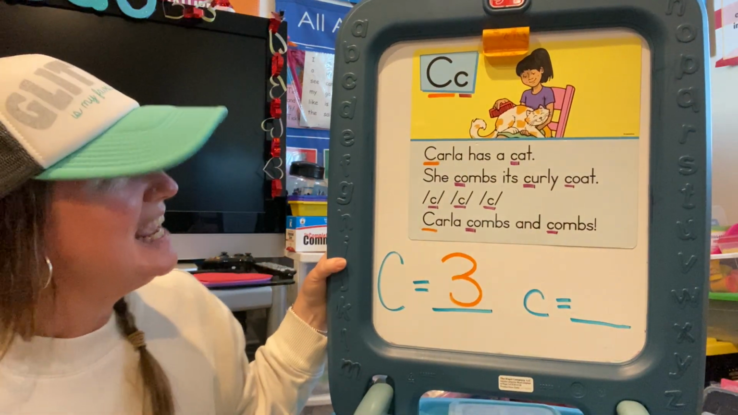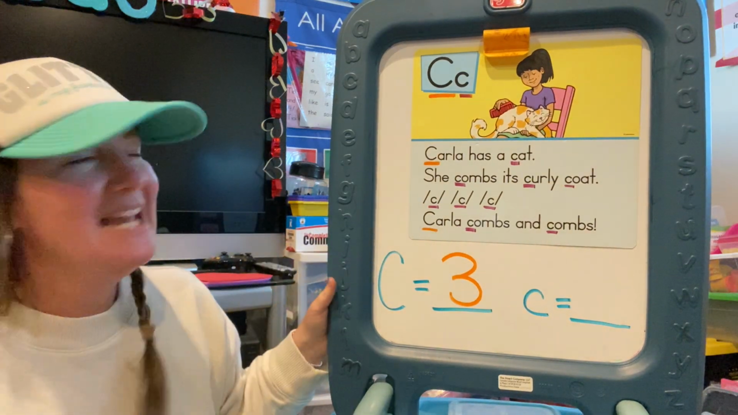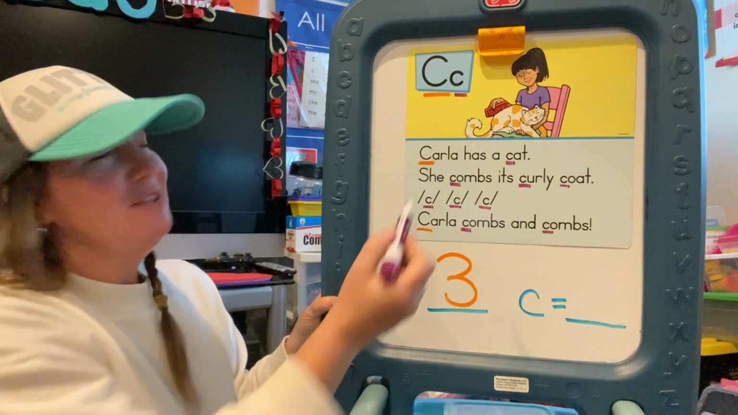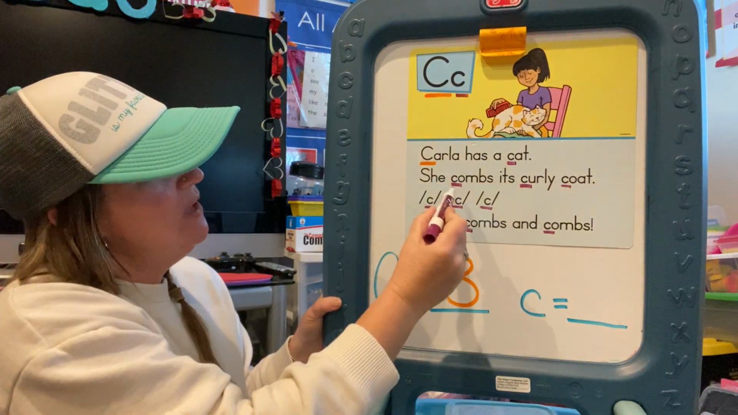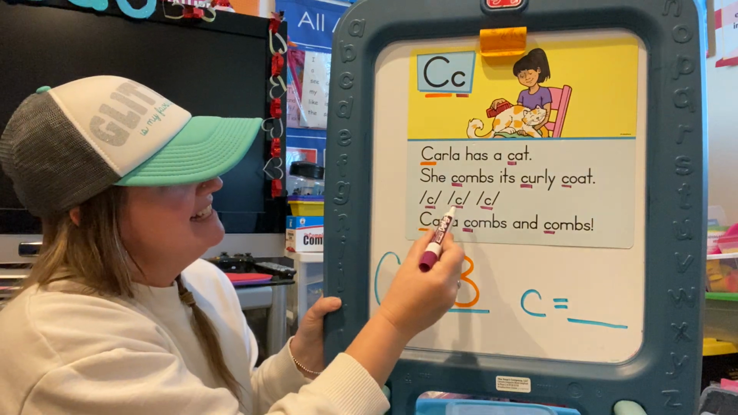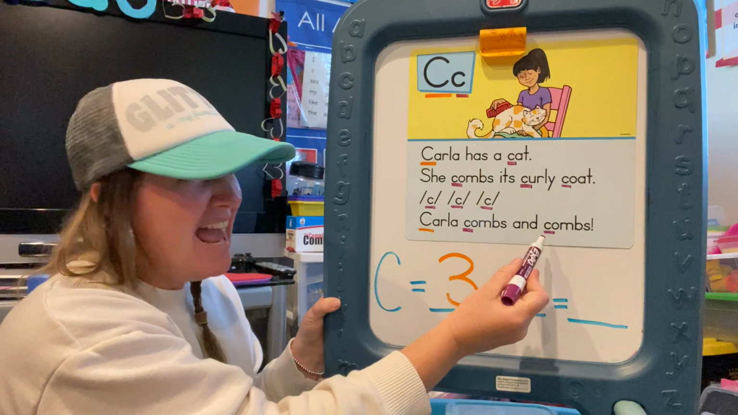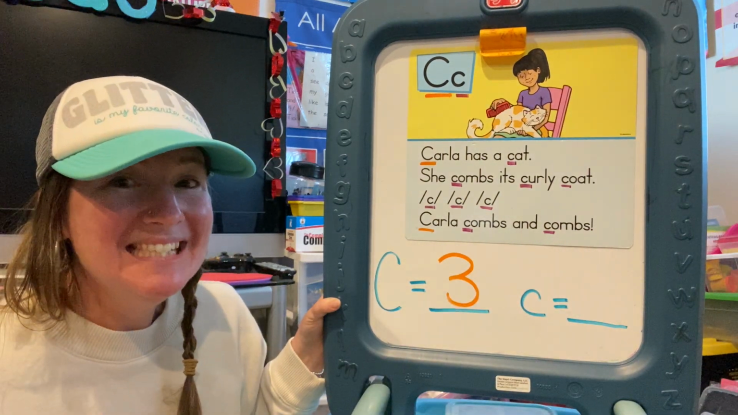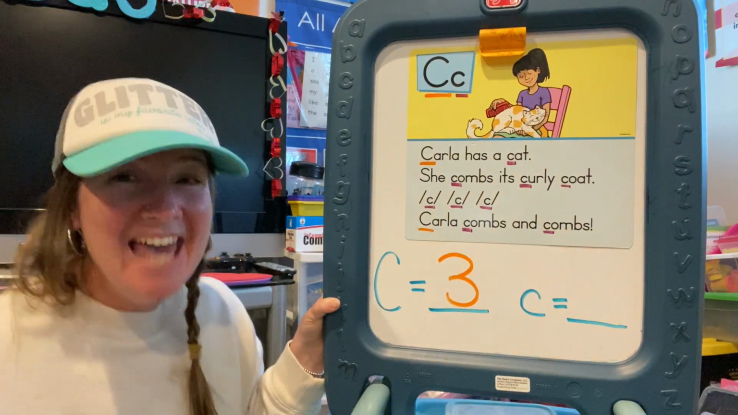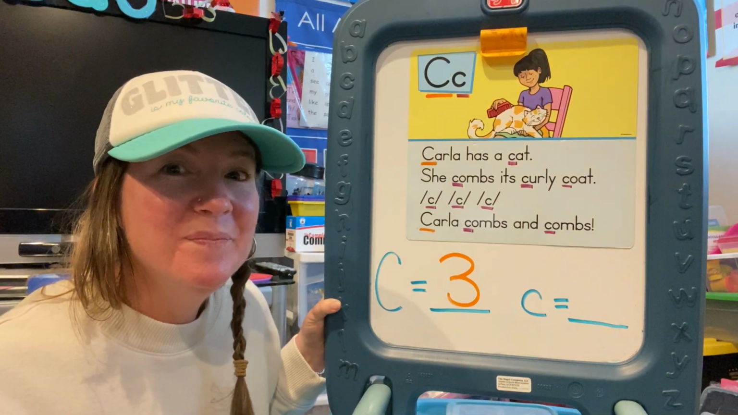So let's see how many purple lines we have. How many lowercase C's, right? Count with me. 1, 2, 3, 4, 5, 6, 7, 8, 9, 10. How many little or lowercase C's? Good. 10. How do we make the number 10, pandas?